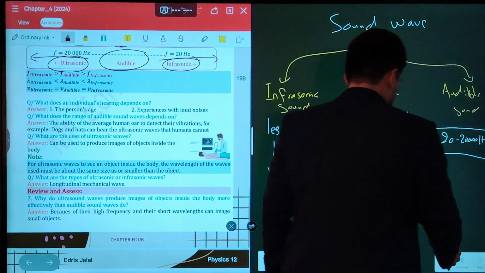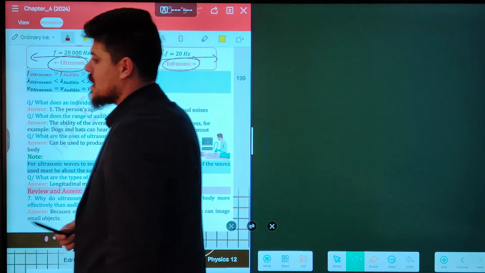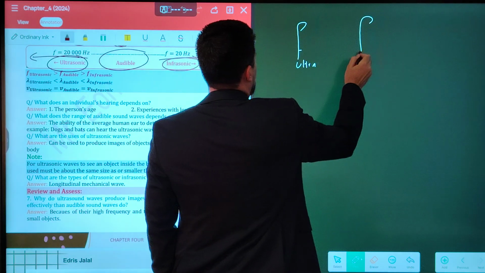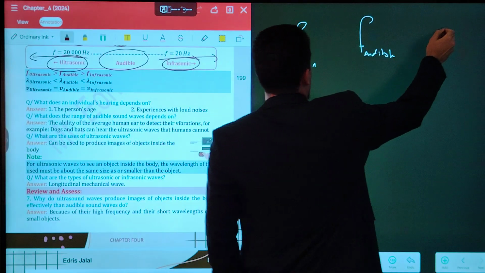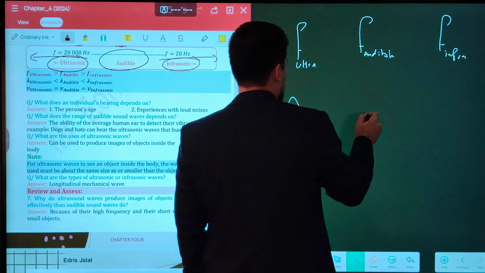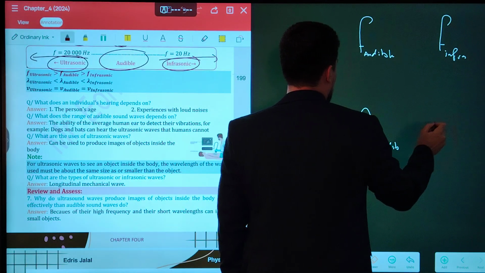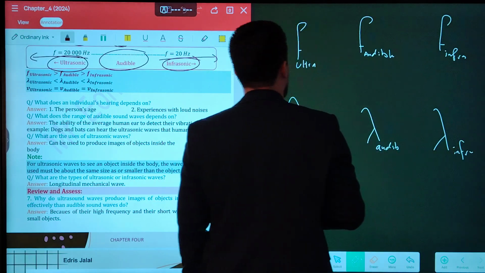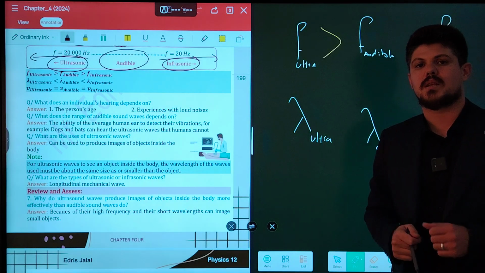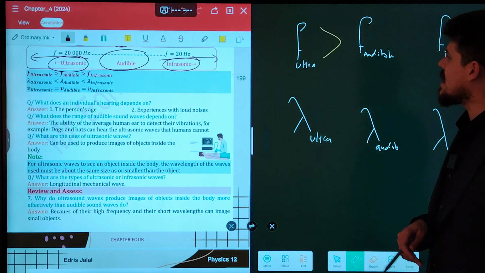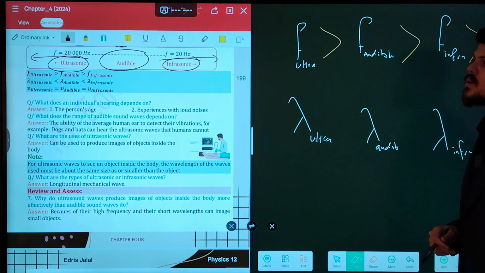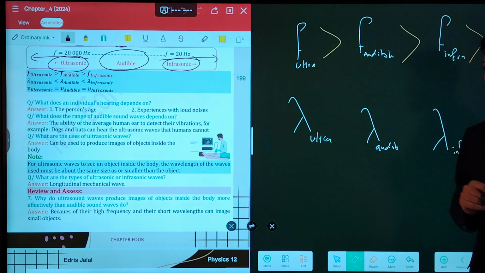Guys, which one has the largest frequency? Ultra, audible, and infra. And also for the wavelength: ultra, audible, infra. Which one has the highest frequency? The ultrasound wave has the largest frequency because it is over 20,000 hertz. After that, audible, less than 20,000 hertz. And finally, the infrasonic wave has the lowest frequency, less than 20 hertz.